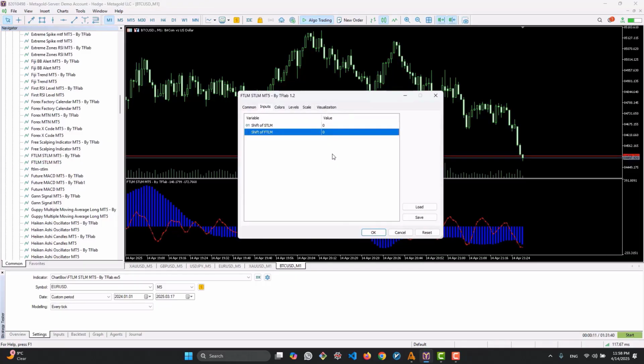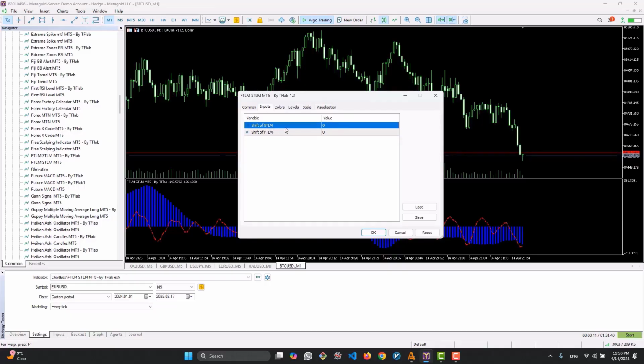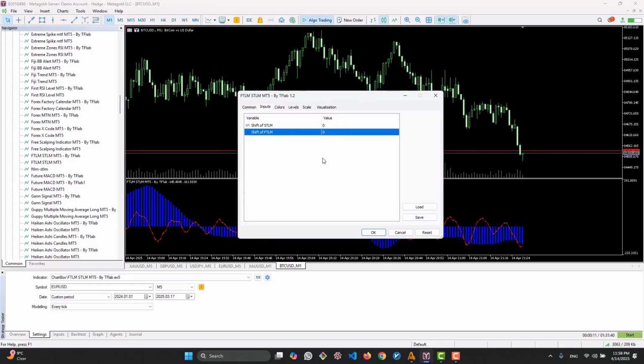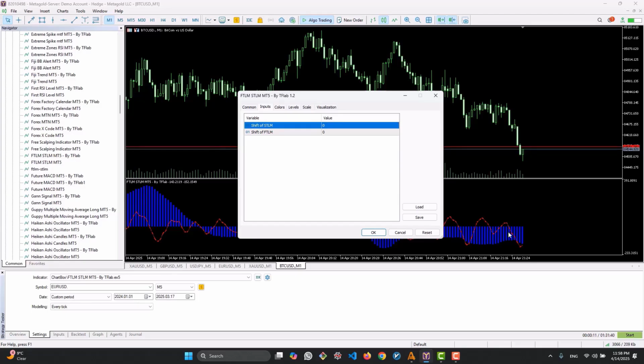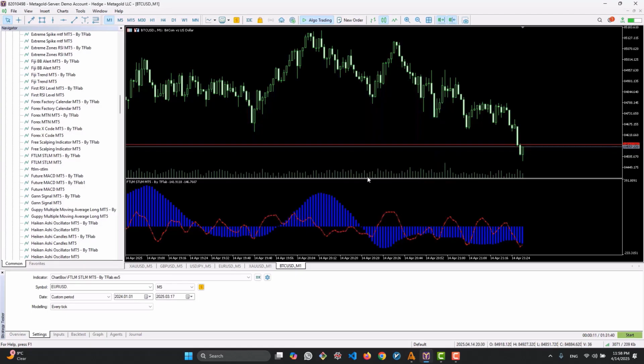There are two options in the settings. The first is for the STLM shift and the second is for the FTLM shift. This shift is to the right and is based on the number of candles. Whatever amount we enter, that number of candles will shift the values of these charts to the right. I should also mention that the calculations of this indicator are based on digital filters.